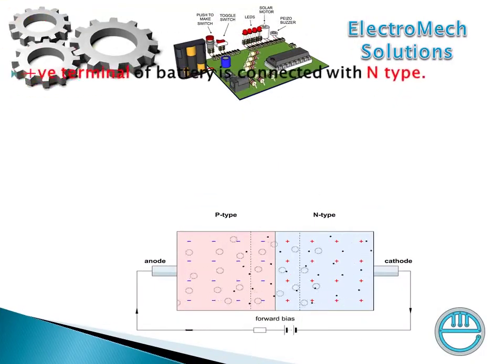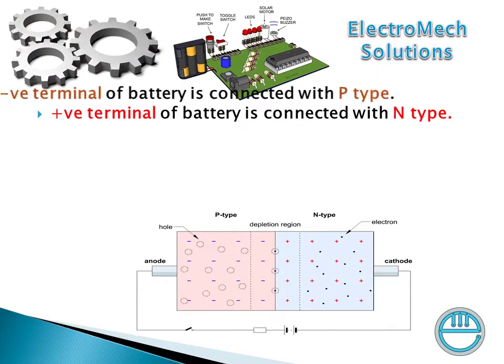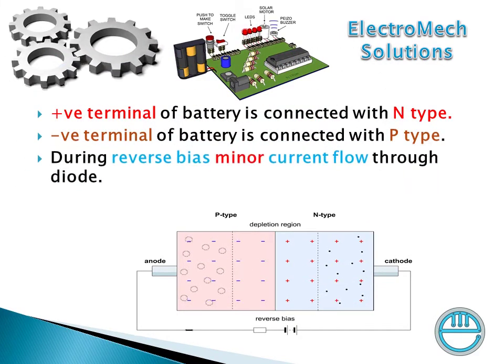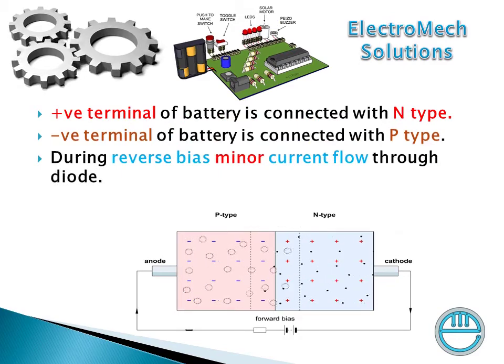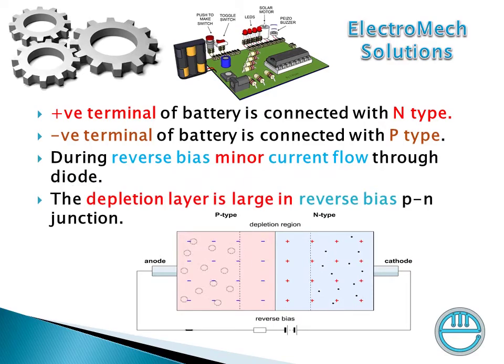In reverse bias, the positive terminal of the battery is connected with N type, and the negative terminal of the battery is connected with P type. During reverse bias, minor current flows through the diode. The depletion layer is large in reverse bias PN junction.